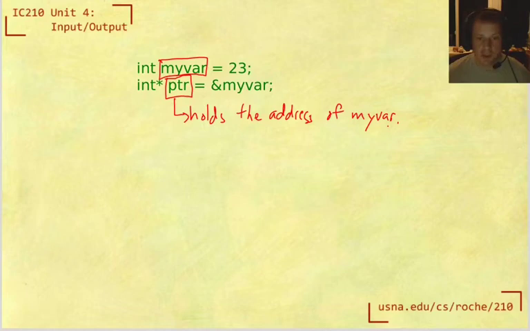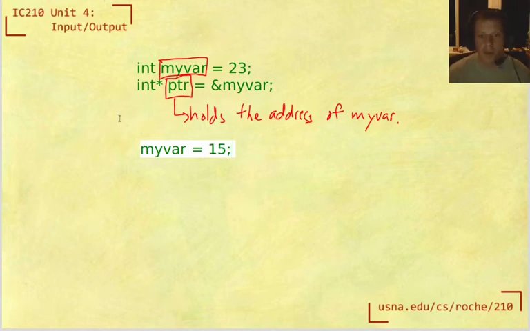But it's important to know that the address of myvar doesn't change, even if the value of it does change. So if we had another line down here that says myvar equals 15, then the pointer is still holding an address to that variable. Now the value has changed, but the location in memory hasn't.